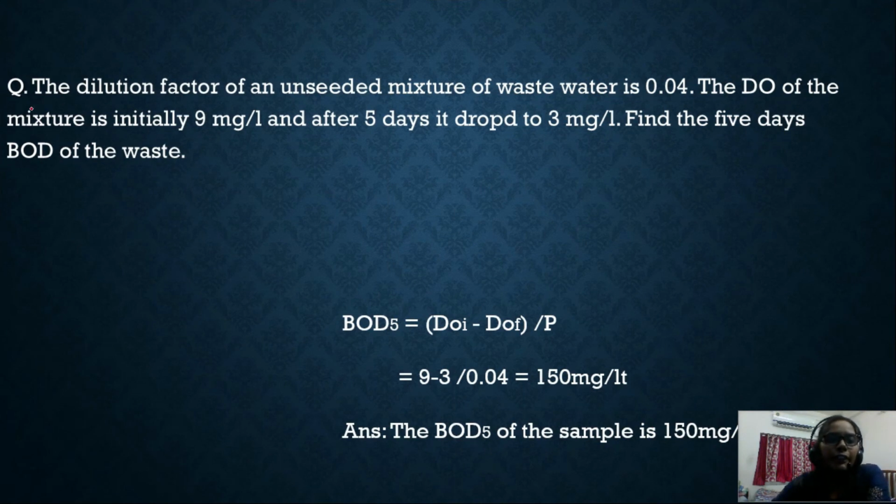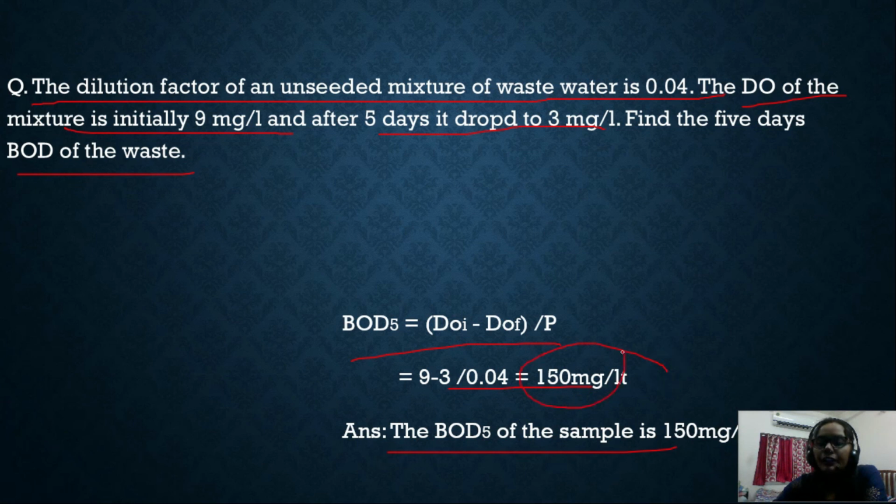Already we have seen the question: the dilution factor of a mixture of wastewater is 0.04. The initial dissolved oxygen is 9 milligram. After 5 days it is 3 milligram. What will be the BOD5? Already we have seen this, and the answer for this question uses the previous BOD equation, equation number 1. Our answer is 9 minus 3 divided by the P value, which is already given. So 150 milligram per liter. This is the BOD5 value.